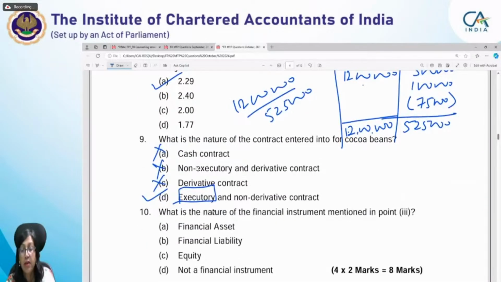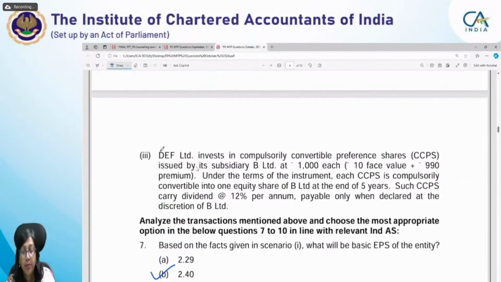Next is, okay, again, we are coming to the third point. TF Limited invests in compulsorily convertible preference shares, CCPS, issued by a subsidiary B Limited at rupees 1,000 each: 10 rupees face value plus 990 rupees premium. Under the terms of the instrument, each CCPS is compulsorily convertible into one equity share of B Limited at the end of 5 years. Such CCPS carry dividend at 12% per annum, payable only when declared at the discretion of B Limited.